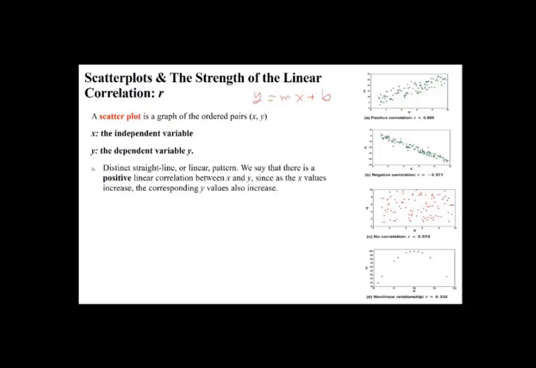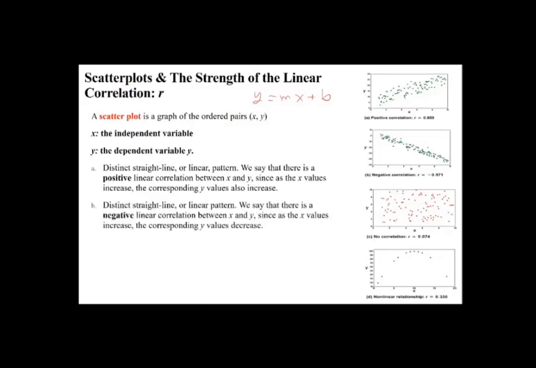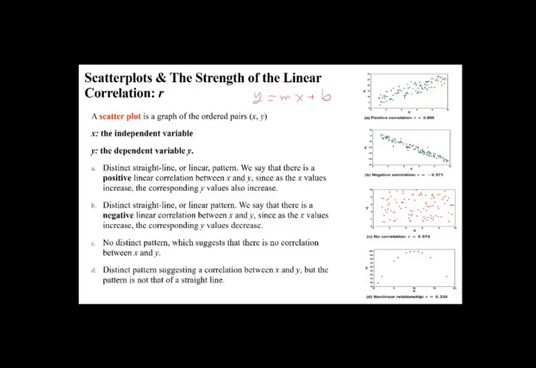With a distinct straight line or linear pattern rising, we say that there is a positive linear correlation between x and y, since as the x values increase, the corresponding y values also increase. With a distinct straight line or linear pattern falling, we say that there is a negative linear correlation between x and y, since as the x values increase, the corresponding y values decrease. No distinct pattern would suggest that there is no correlation between x and y. Finally, a distinct pattern suggesting a correlation between x and y, but the pattern is not that of a straight line.